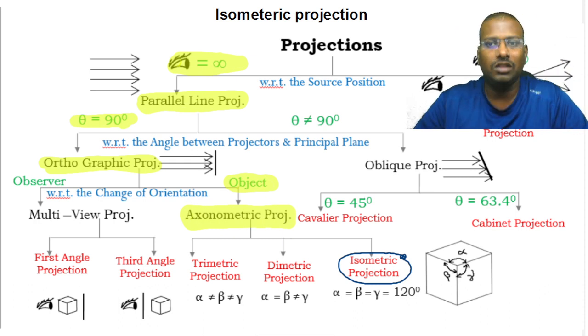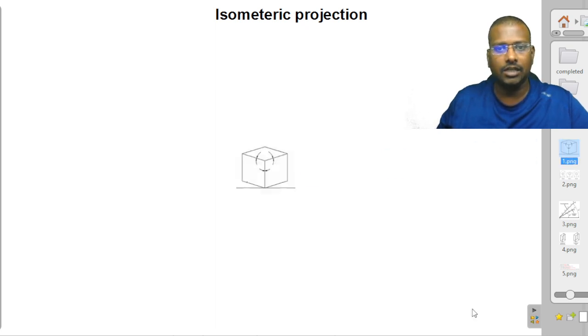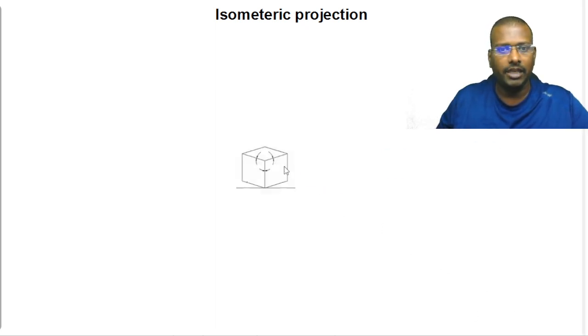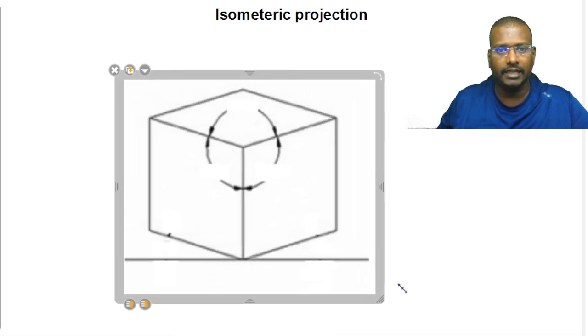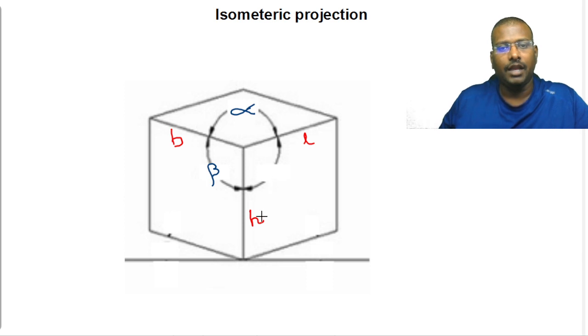A solid will have three axes: length, breadth and height. Let us consider an object. By changing its orientation, we got the object like this. Now let us consider the angles between them. Here this is the height axis and this one is the length axis. This one is the breadth axis, we are assuming. The angle between length and breadth, I am assuming as alpha. Breadth and height, we are assuming as beta. Height and length, we are assuming as gamma.